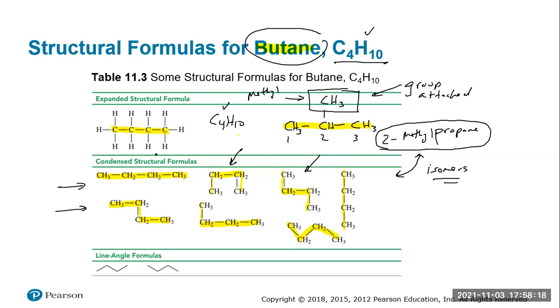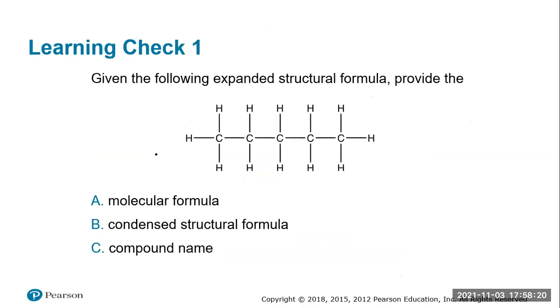All right, so let's do that. Given the following expanded structural formula, let's provide the molecular formula, condensed structural formula, and the compound name. So why don't you take a second and go for all those? Why don't you also add the line structure as well? Why not? All right, take a second and come up with all those.